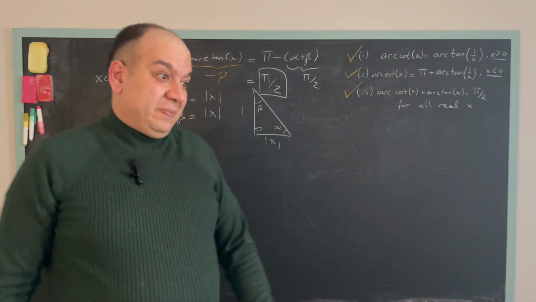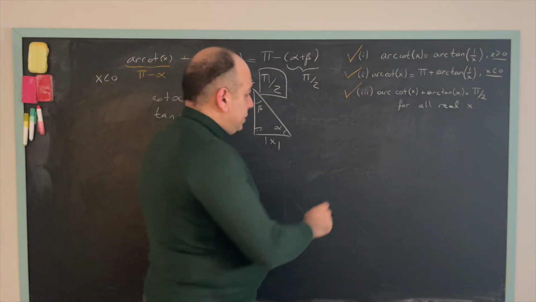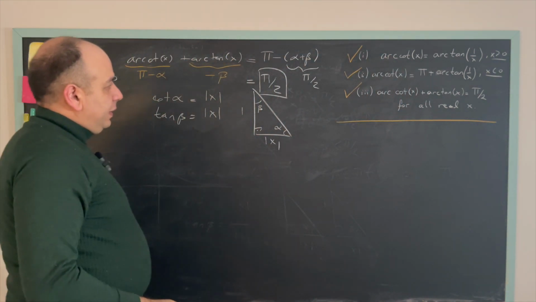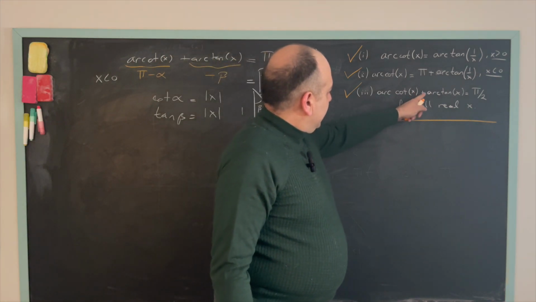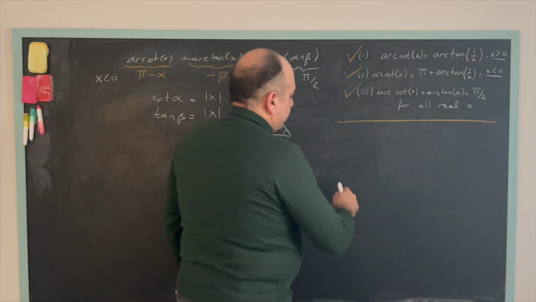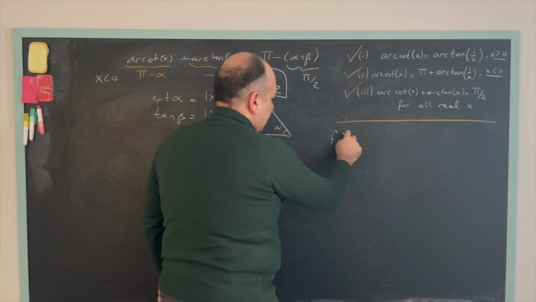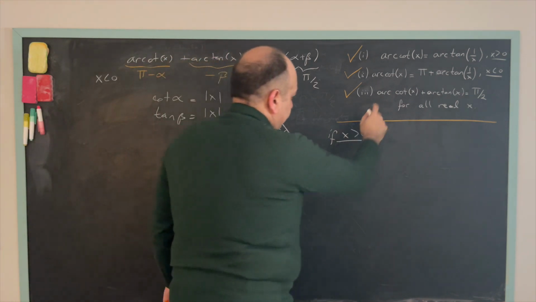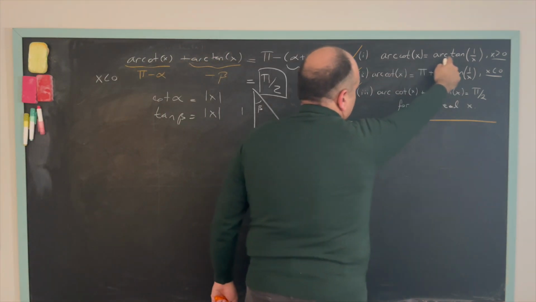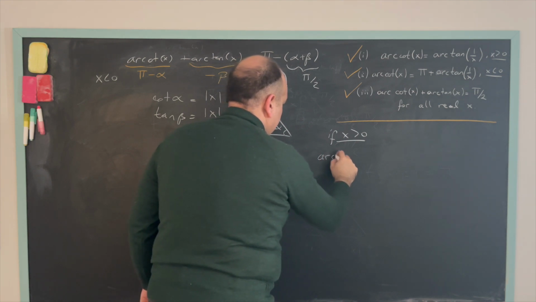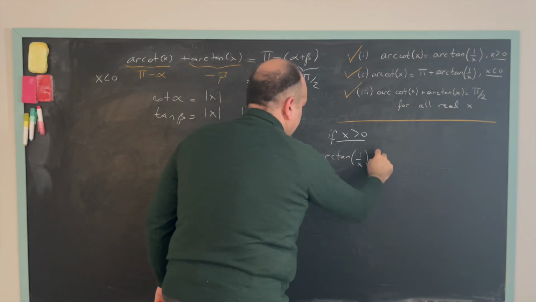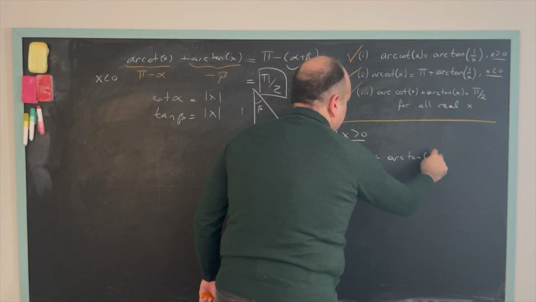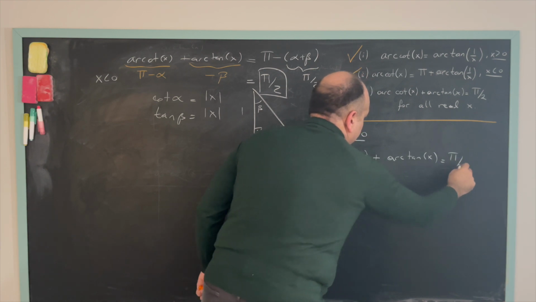We also show that arccotangent x plus arctangent x is equal to pi over 2 for all real values of x. So next step, I will do something a little bit extra here. Arccotangent x plus arctangent x is equal to pi over 2. So if, let's say, x is larger than 0, I can write arccotangent x as arctangent 1 over x, so plus arctangent x, which is equal to pi over 2.